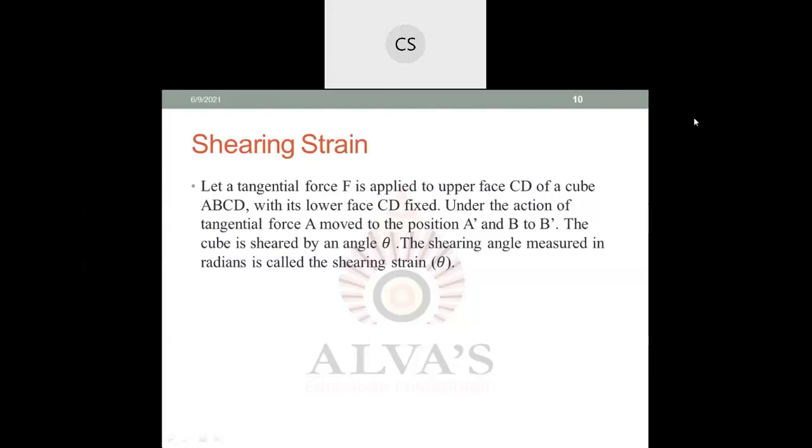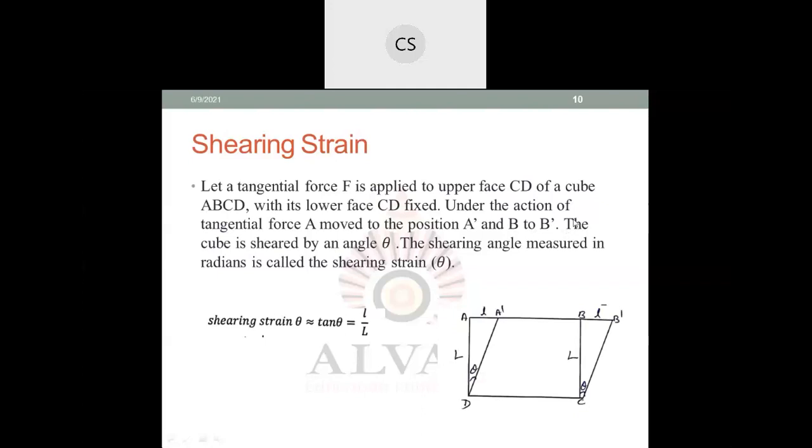So coming back, let a tangential force F be applied on the surface. So for understanding, in which direction is it applied? Let me take the pointer. Whatever the body's shape is, A, B, C, D is the body. You can see this. This is the body. So you are applying a tangential force.